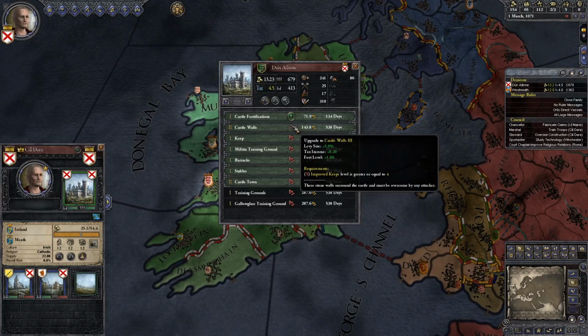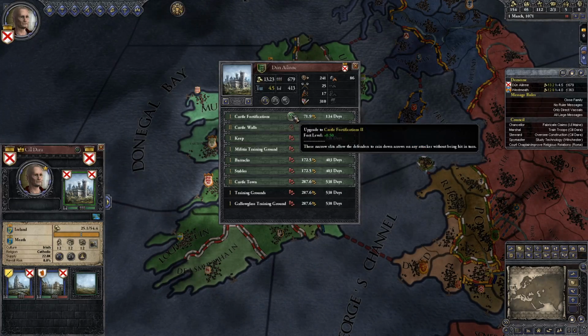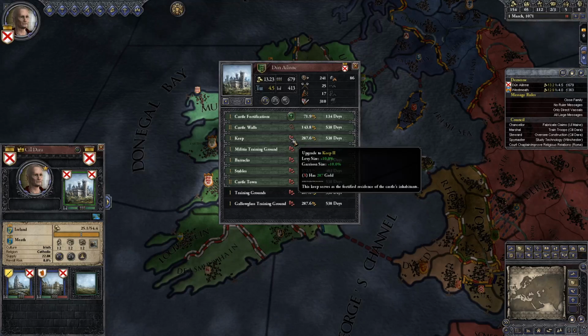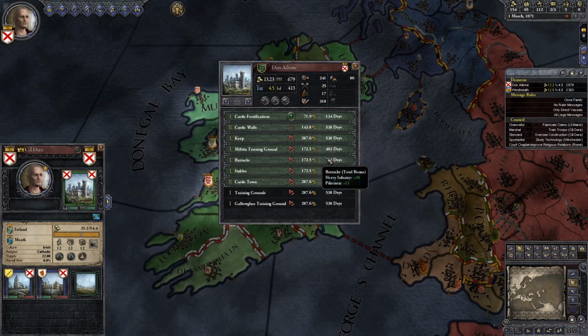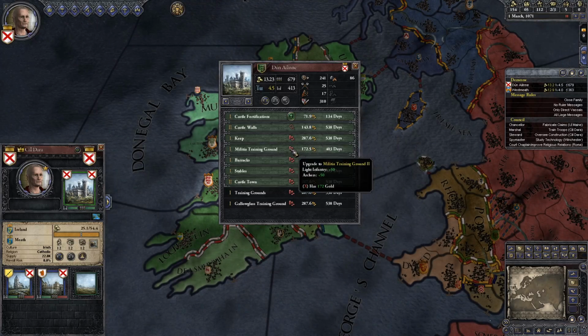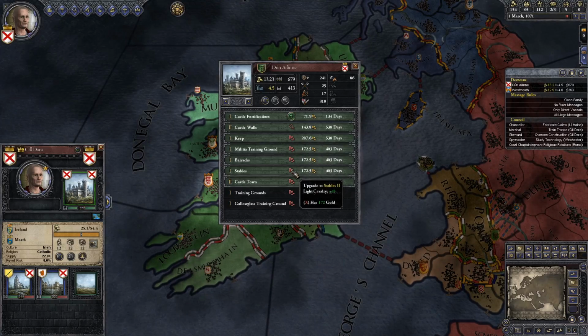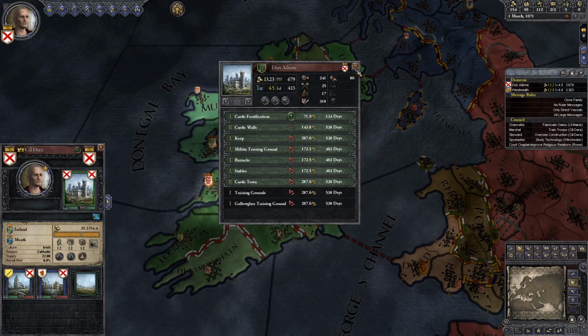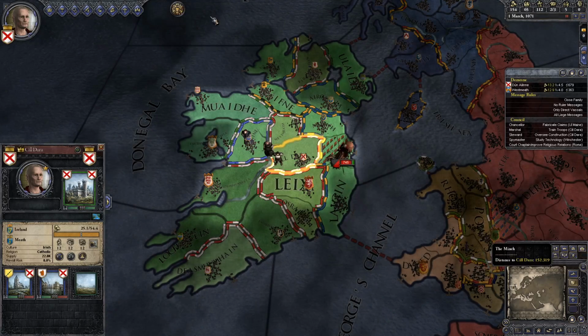Why can't I get castle walls? Oh, because I would need better tech for that. You know, I really want keep 2. I think we might save for that. Or actually save up for a barracks, maybe. That might be wise.